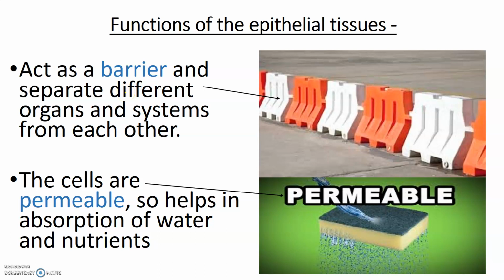Because of the permeable nature of this tissue, this permeability allows the exchange of material. Like in the circulatory system, you will see that the epithelial tissue lining inside is allowing the oxygen and carbon dioxide to move from one place to another, lungs to blood and blood to lungs back. At other places, from blood to the organs and from organs to blood back.